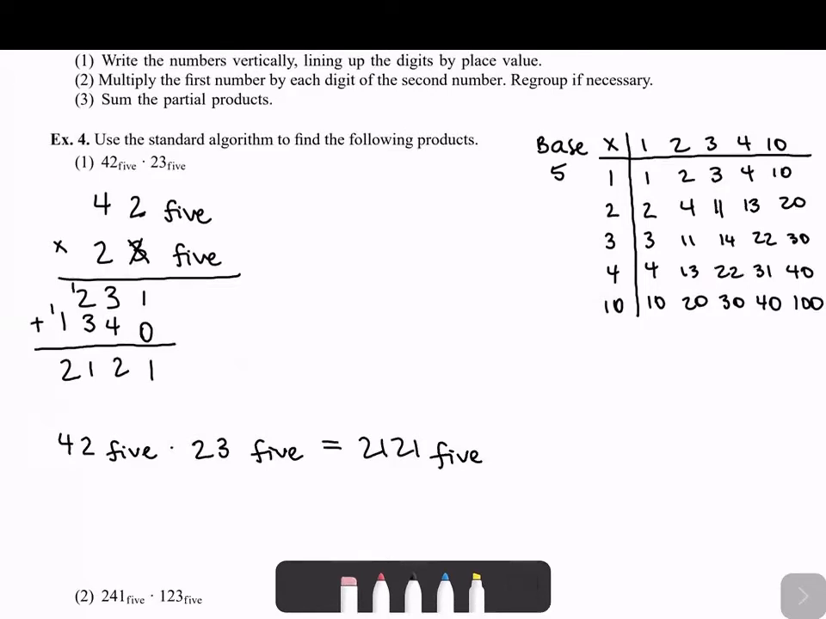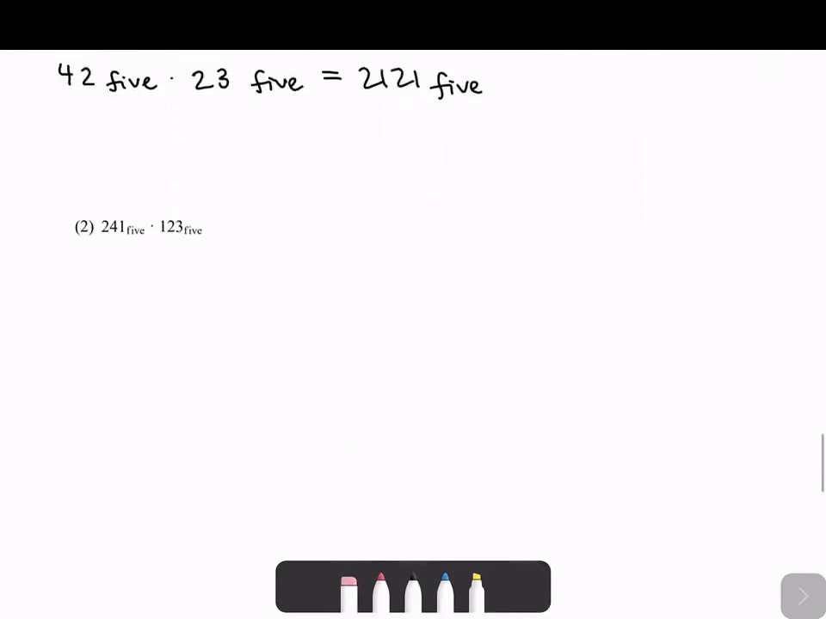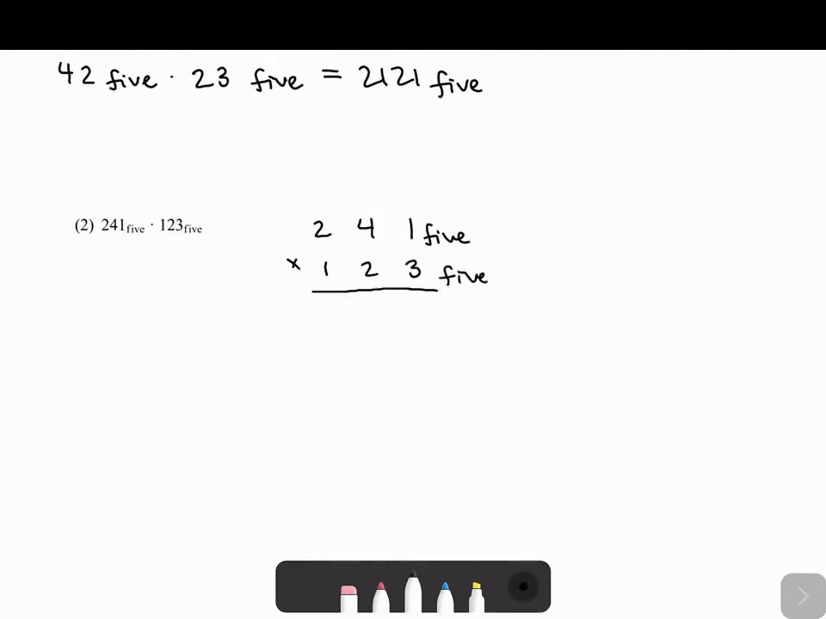Okay, so now we're going to do a little bit of a longer example. So instead of doing two two-digit numbers, we're doing two three-digit numbers. So we have 2, 4, 1, base 5 times 1, 2, 3, base 5. So again, we're going to start with the 3 in the units place.